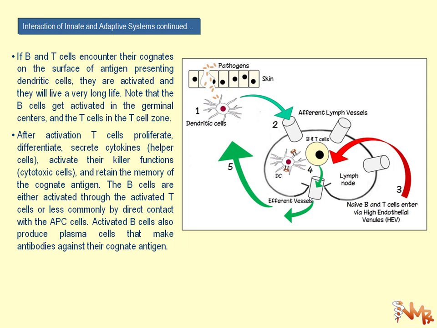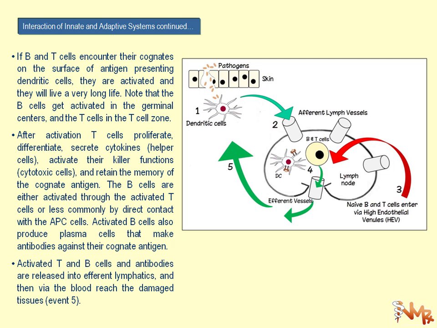Activated B cells also can turn into or produce plasma cells that make antibodies against their cognate antigen. And they will remember that function quite often for a long time. These plasma cells are factories for antibody, and always one specific antibody against one specific antigen. Activated B and T cells and the antibodies are then released via efferent lymphatics, event number 5, and then via blood reach the damaged tissues.